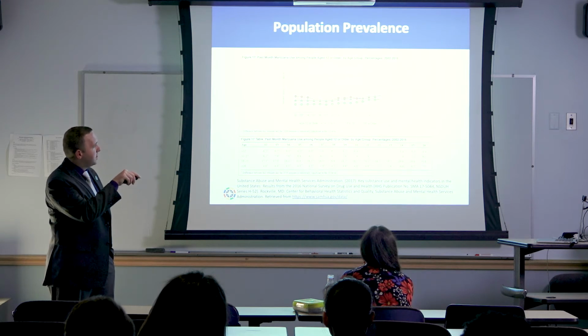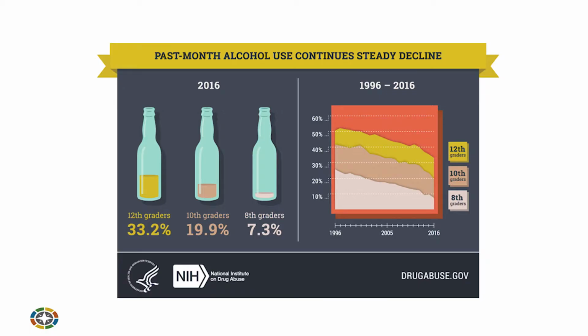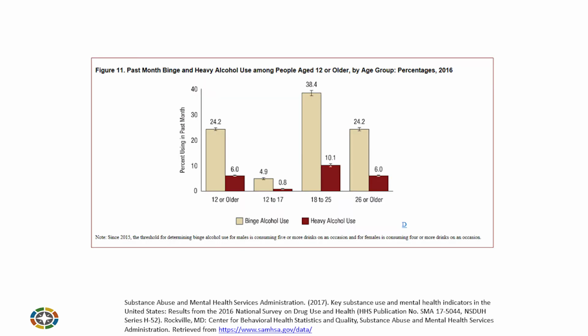Among 17-year-olds and under, we see rates of about 7%. Past month's alcohol use actually tends to steadily decline. So in 2016, about a third of 12th graders reported that they used alcohol at least at one point, 20% of 10th graders and 7% of 8th graders, and that's on the decline.